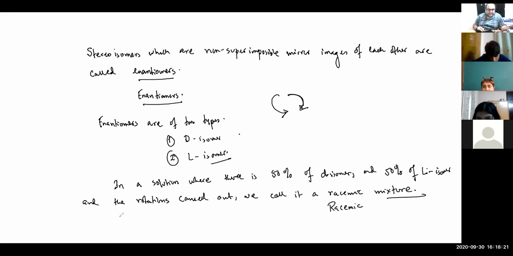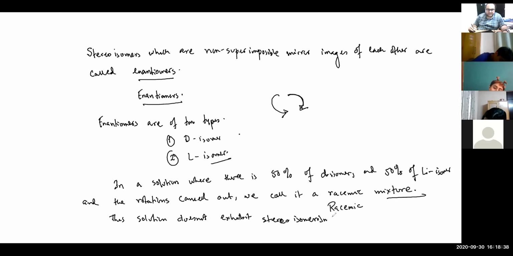So this solution does not exhibit stereoisomerism because the rotations cancel out.